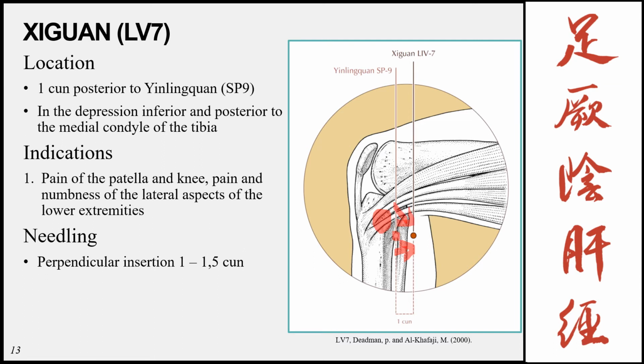The indications: it can be used for pain of the patella and knee, and pain of the medial aspect of the lower extremities. These are all local functions. The insertion now is perpendicular insertion, 1 to 1.5 tun. And as you can see, this is because this point is no longer lying over the bone, so we can now go deeper and perpendicular.